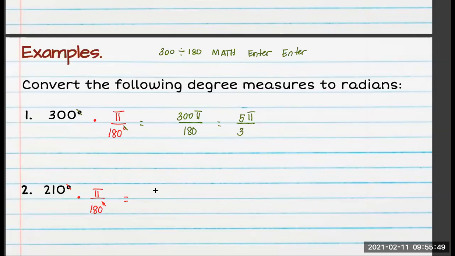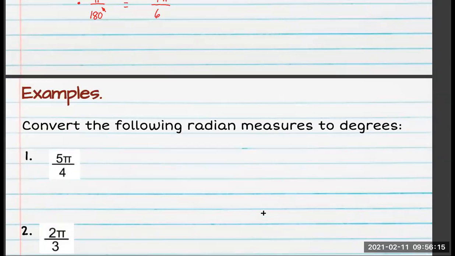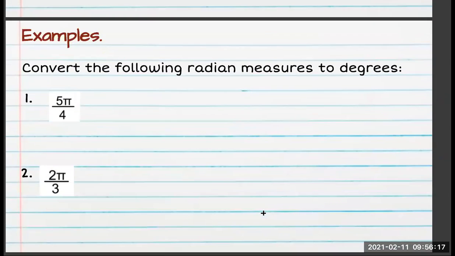7 over 6. Are you all getting this? So 210 divided by 180 in lowest terms is 7 over 6. And then just don't forget to add in the pi. Good? Okay. Told you this is easy. All right. Now, this time, let us convert from radians to degrees.